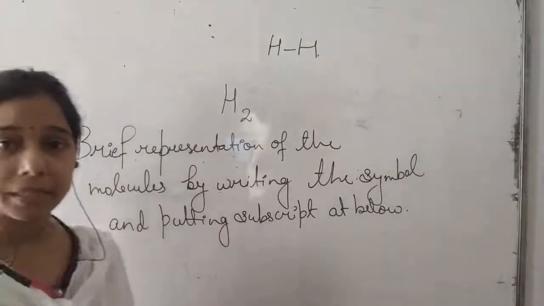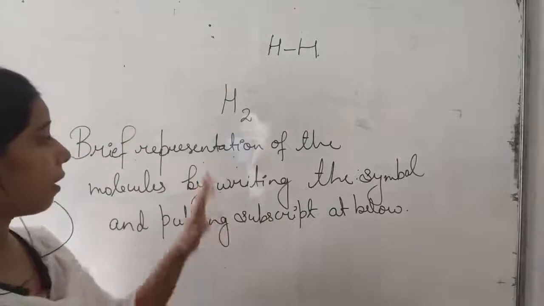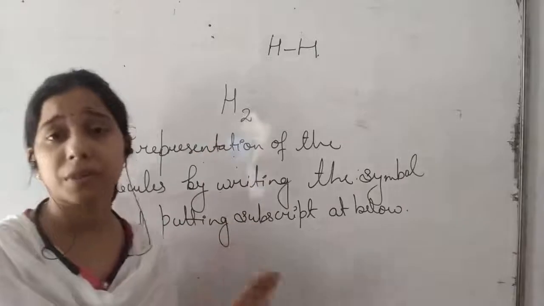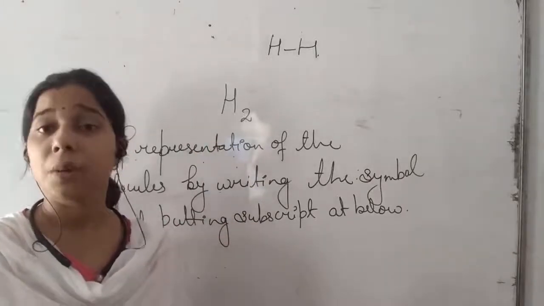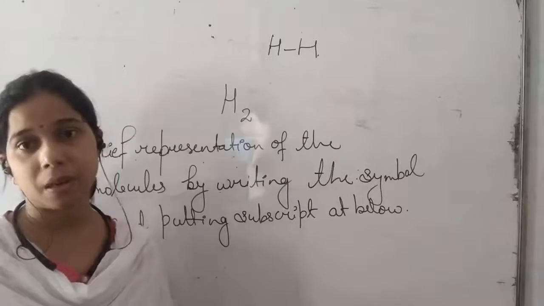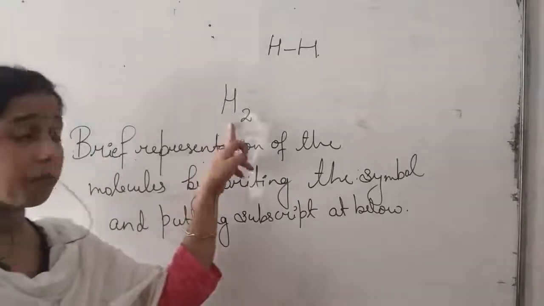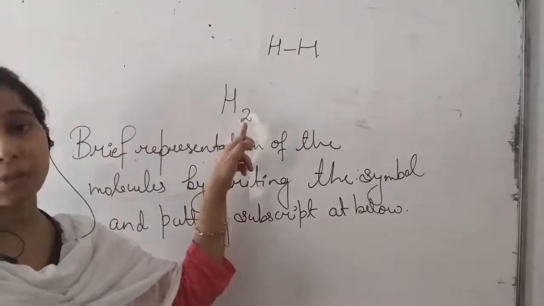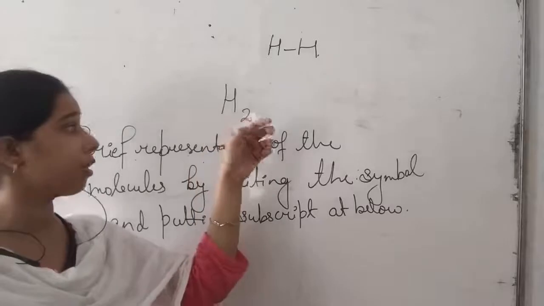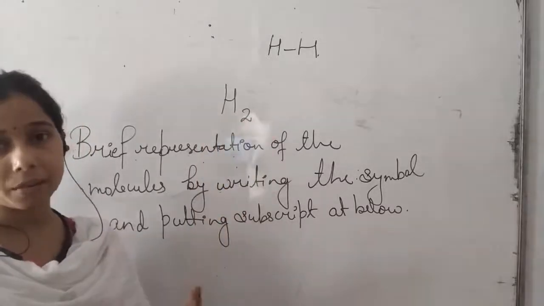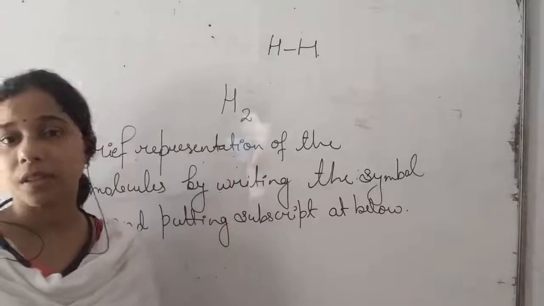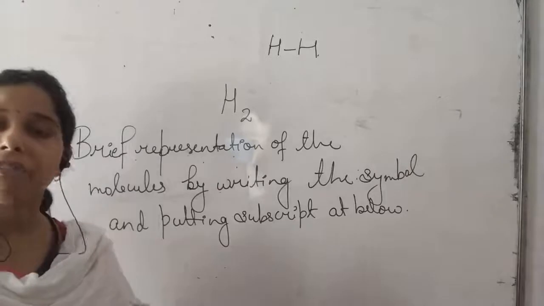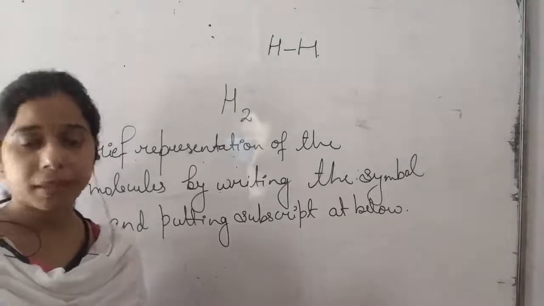Okay, so if you are representing the formula, it means we are giving a brief representation of the compound or the molecule by writing the symbol. The symbol tells that hydrogen is present, and the subscript 2 gives the information about the number of atoms attached with this hydrogen. So a chemical formula gives a brief representation of the molecule, which explains what is present in it.